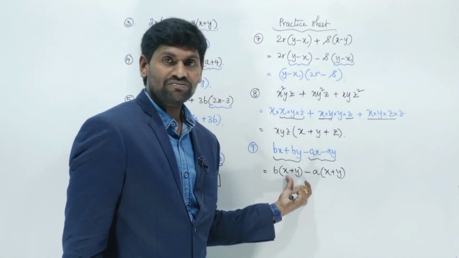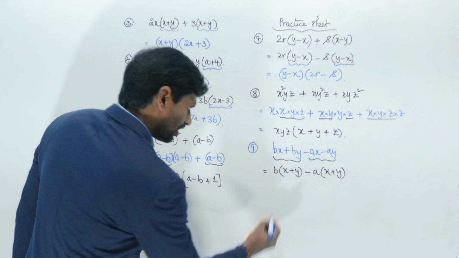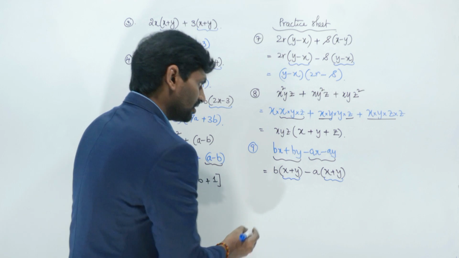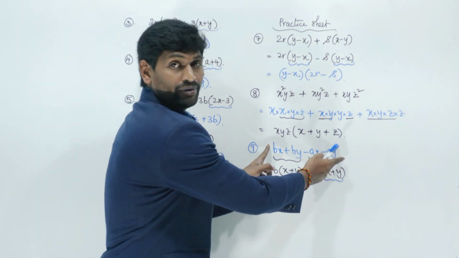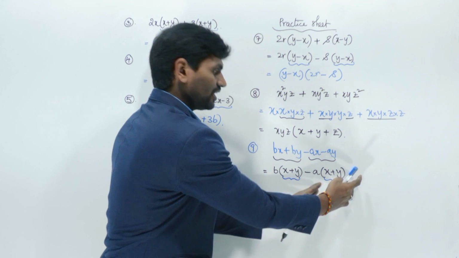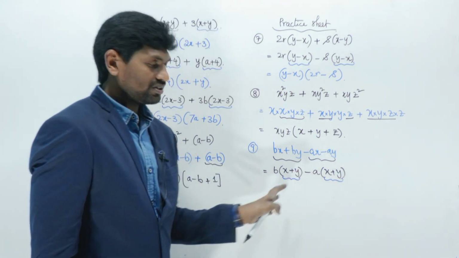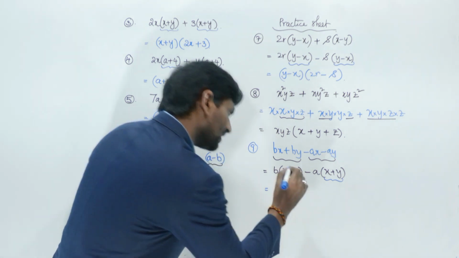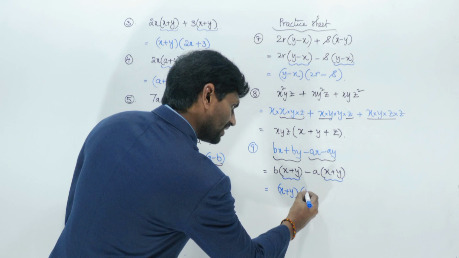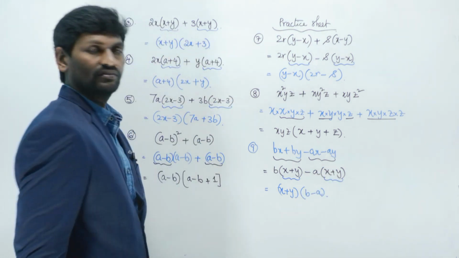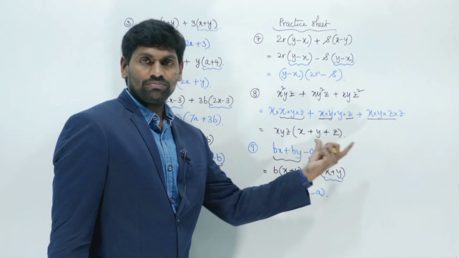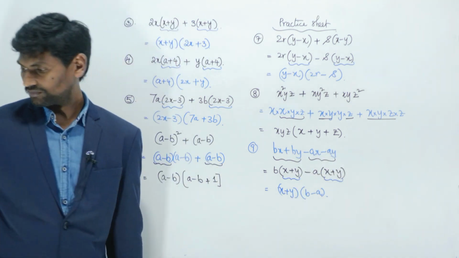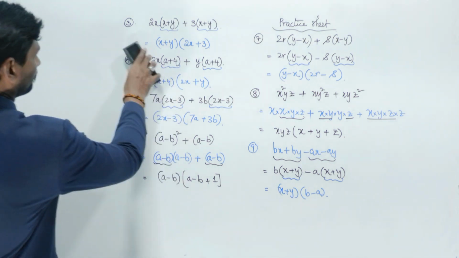So b into (x plus y), minus a into (x plus y). Now x plus y is a common factor from both of the terms. See, the 4 terms I made into 2 terms. Again, from these 2 terms, x plus y is the common factor. And what is the remaining value here? B minus a. Finished. So with 2 terms I identify the common factor like this. Right. Next problem, problem number 10.